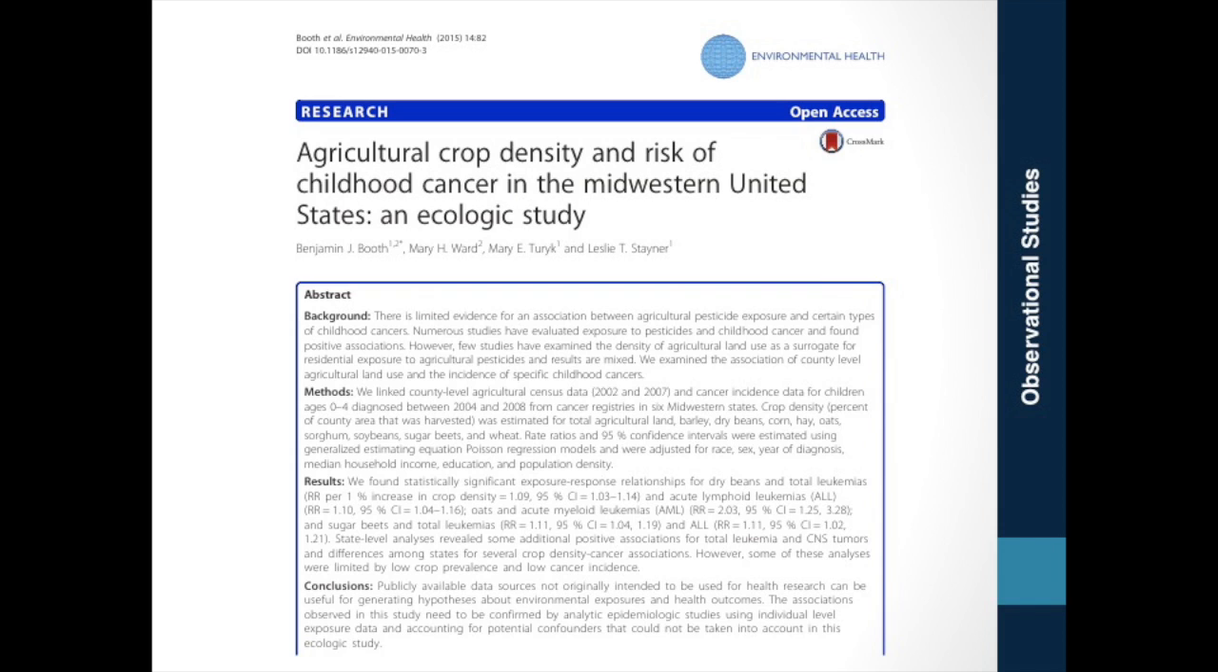Let's take a look at another example. In this study, the authors linked county-level agricultural census data and cancer incidence data in registries for children diagnosed between 2004 and 2008 in 6 states in the Midwest of the US. Crop density in the states was estimated, and the state level analysis revealed additional positive associations for total leukemia and central nervous system tumors in the children, and differences among the states for several crop density rates.